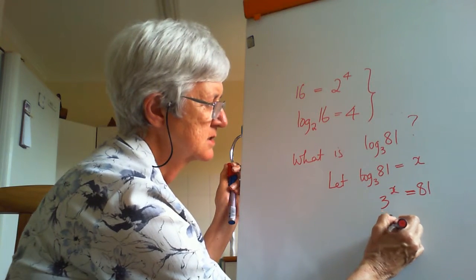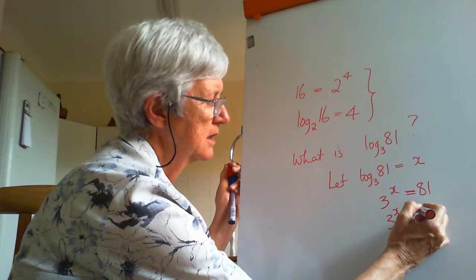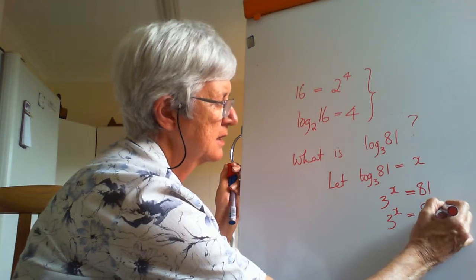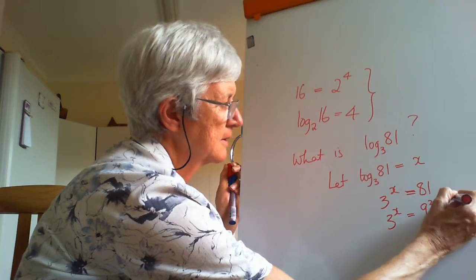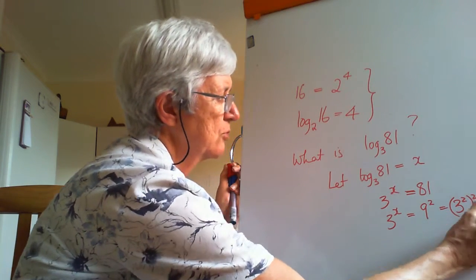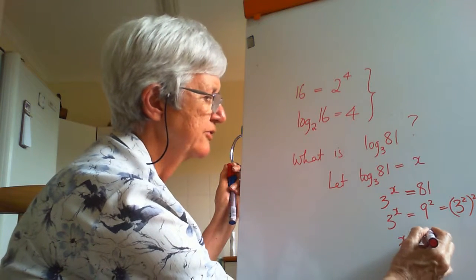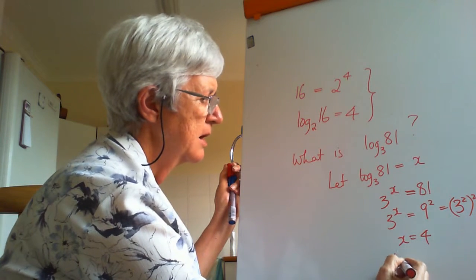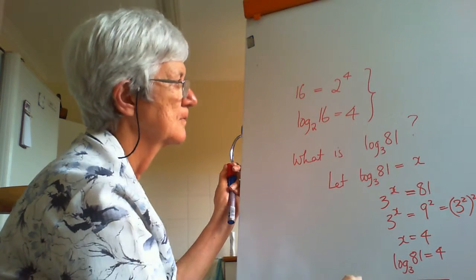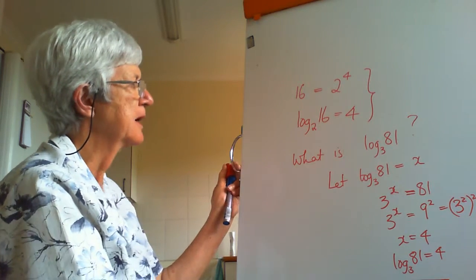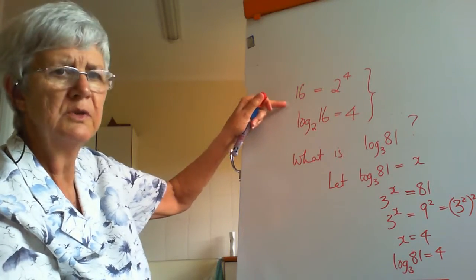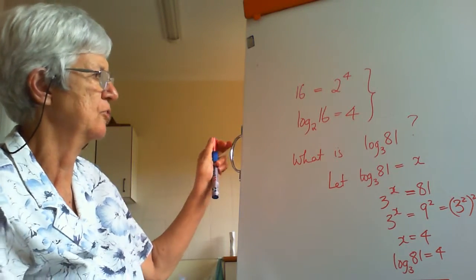If you don't know what it is, you can always break the 81 down into nines. You could say it's 9 squared, and then the 9 is 3 squared, squared, and as you should know, that will give you 3 to the power of 4. In other words, x equals 4, or the power of 3, which gives 81, is 4. You need to be comfortable in going from the power form to the log form, or the other way around, from the log form to the power form.